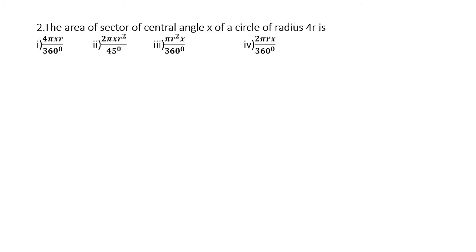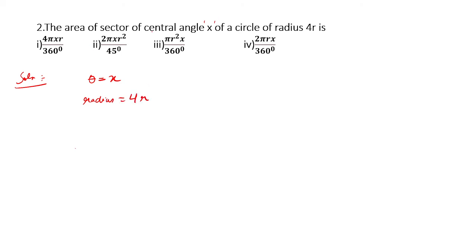Now quickly moving on to the next question. The area of a sector of central angle. Remember what I told you about the angle? Theta means the angle, right? So here they have already given us the biggest clue. Theta is given as x. That means it's the central angle. And the radius is given as 4r.